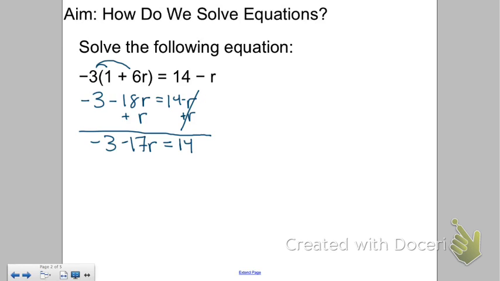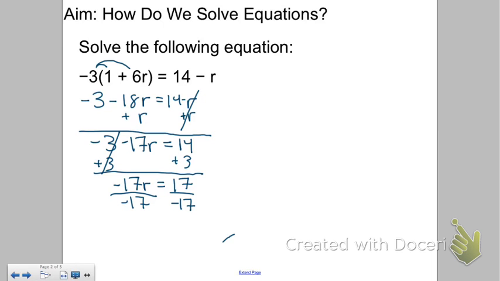Since I moved my variables to the left, I'm going to move everything else, my constants, to the right. So I'm going to add 3 and add 3. Negative 3 plus 3 cancels out. I'm left with negative 17r equals 17. So now my final step is to divide. So I'm going to divide by negative 17, divide by negative 17. Negative 17 divided by negative 17 cancels out. So I'm just left with r equals 17 divided by negative 17 is negative 1. So I have r equals negative 1.